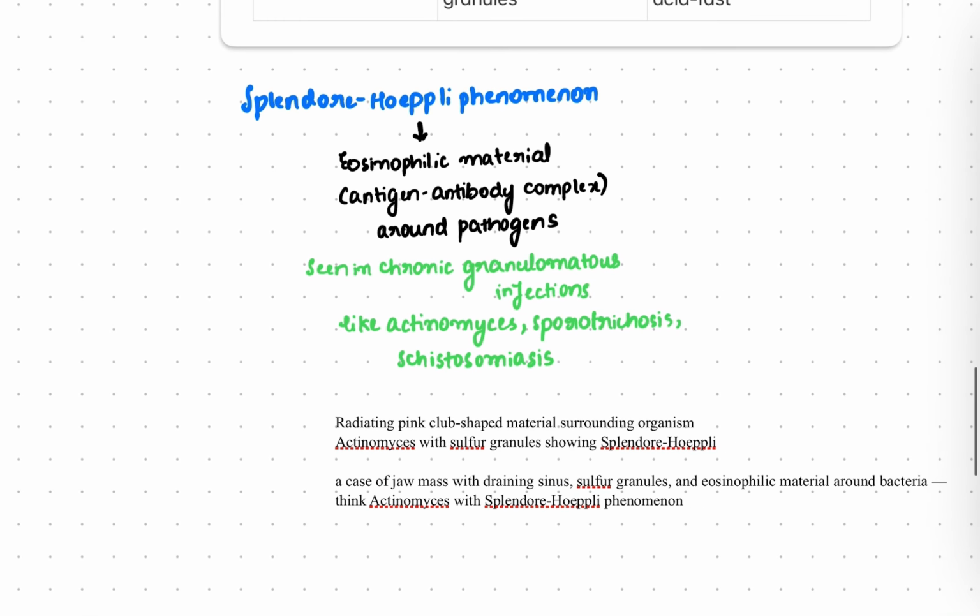There is one important phenomenon we should always look for, that is the Splendore-Hoeppli phenomenon. It is nothing but eosinophilic material, an antigen-antibody complex around the pathogens. It is generally seen in chronic granulomatous infections like Actinomyces, sporotrichosis and schistosomiasis. There will be radiating pink club-shaped material around the organism because of this antigen-antibody complex, and Actinomyces, with sulfur granule production, will show the Splendore-Hoeppli phenomenon.